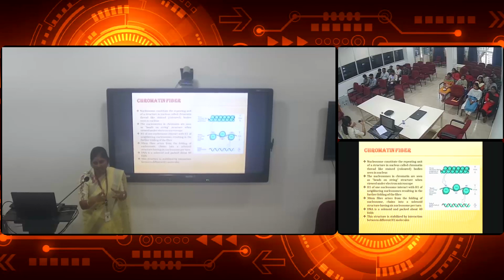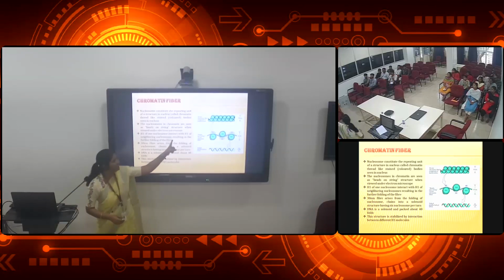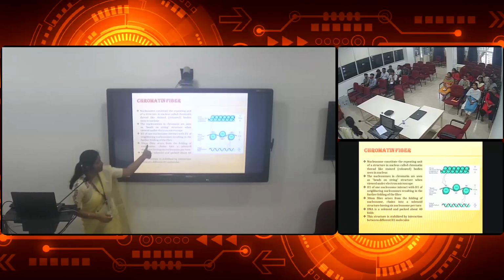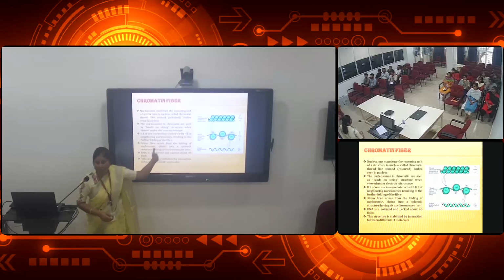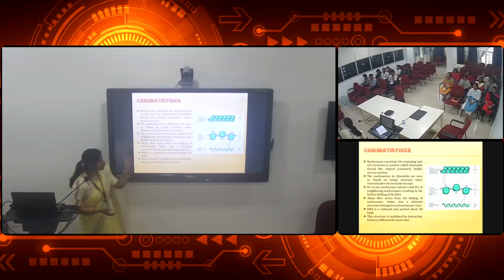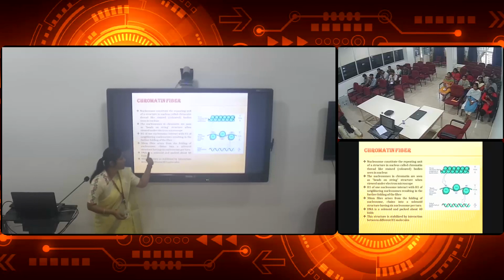Okay, beads on string. This structure that looks like beads on string, we call it the solenoid structure. Okay, so the H1 of one nucleosome interacts with the H1 of the neighboring nucleosome, resulting in the further folding of the fiber. So to form the chromatin fiber, this H1 protein helps. So the 30 nanometer fiber develops from that folding. So we call that the solenoid structure.